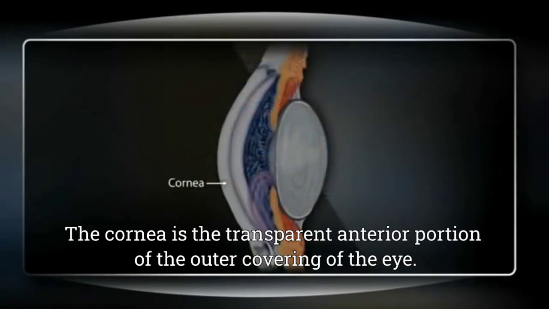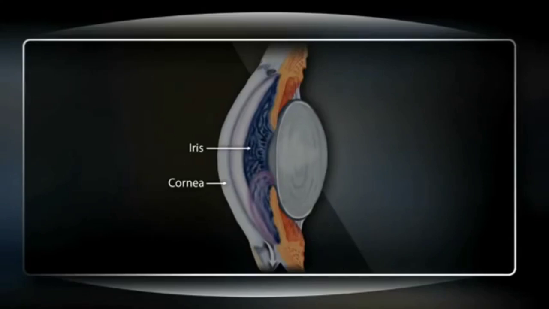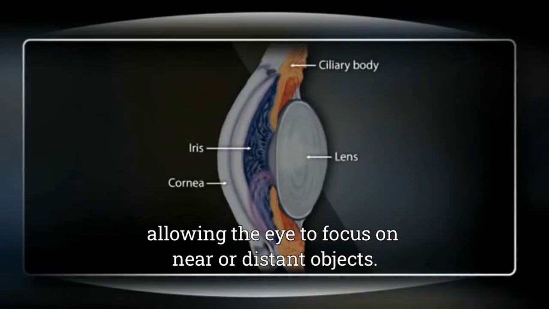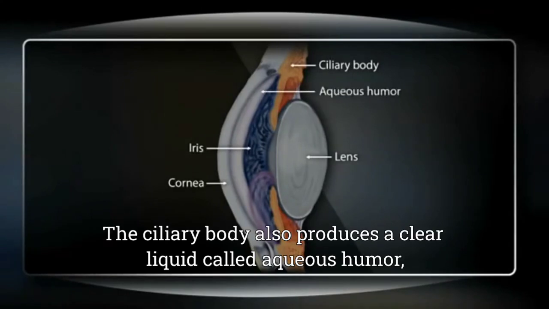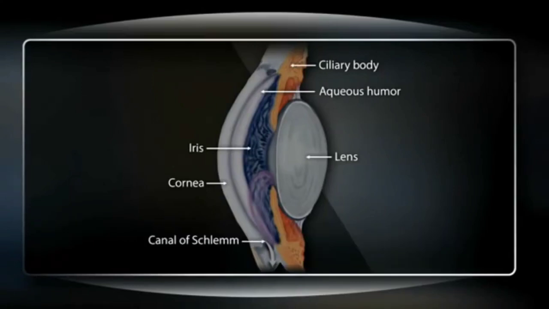The cornea is the transparent anterior portion of the outer covering of the eye. The muscles of the iris control the size of the pupil. Muscles of the ciliary body control the thickness of the lens, allowing the eye to focus on near or distant objects. The ciliary body also produces a clear liquid called aqueous humor, which helps control the pressure inside the eye and drains out through the canal of Schlemm.